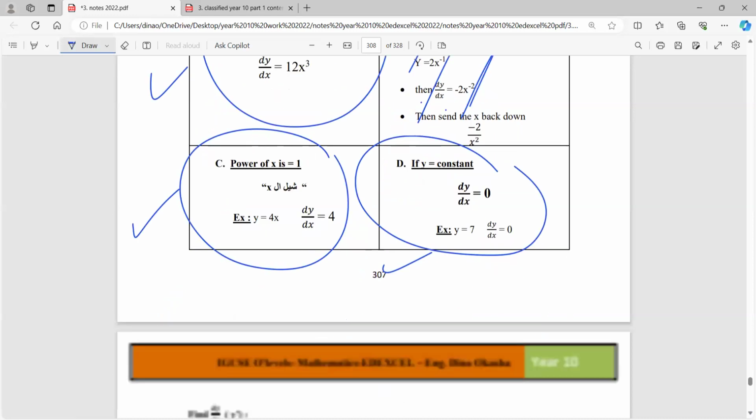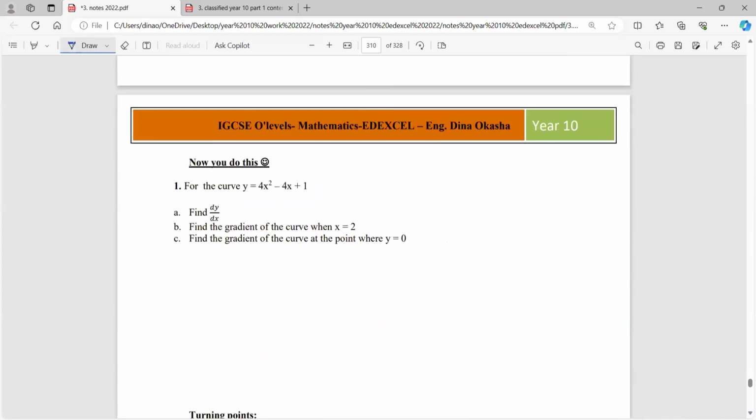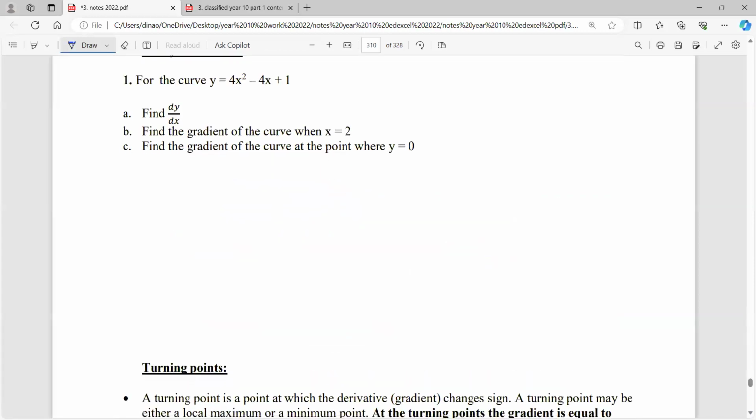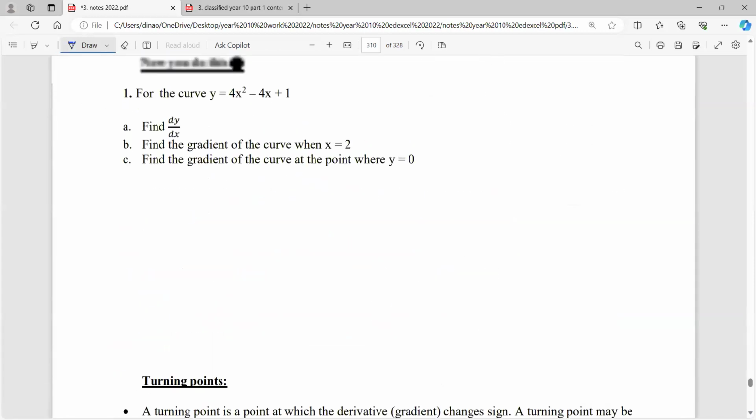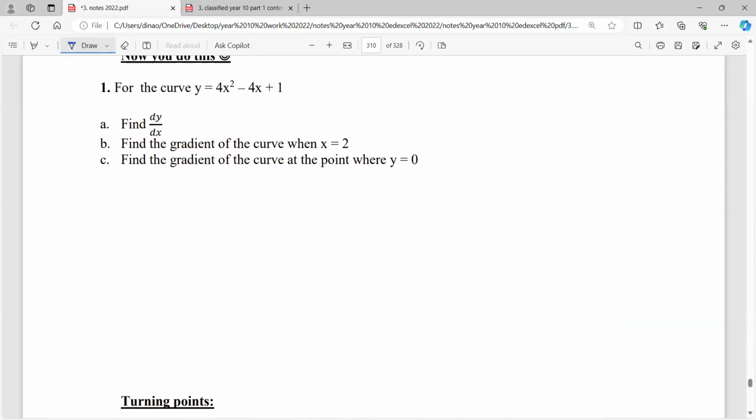Let's take an example about the first type of questions, question number 309 in your notes. The first question says find dy by dx. Again, this is a quadratic equation, because the maximum power is 2. The coefficient of x power 2 is positive 4, so this is a U-shape, open up. This is for you to know.